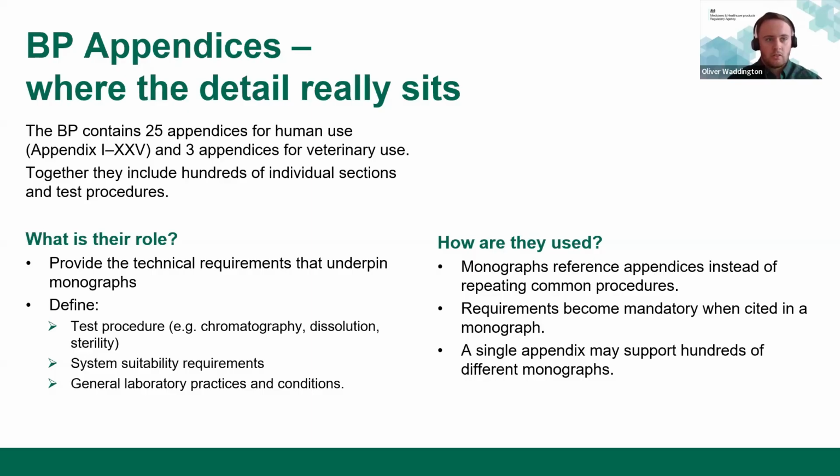So a bit like I just mentioned with the general monographs, if we were to repeat everything in the appendices, they would just be incredibly long and not usable. So instead, they are referenced within the individual monographs. But a single appendix may support hundreds of different monographs.